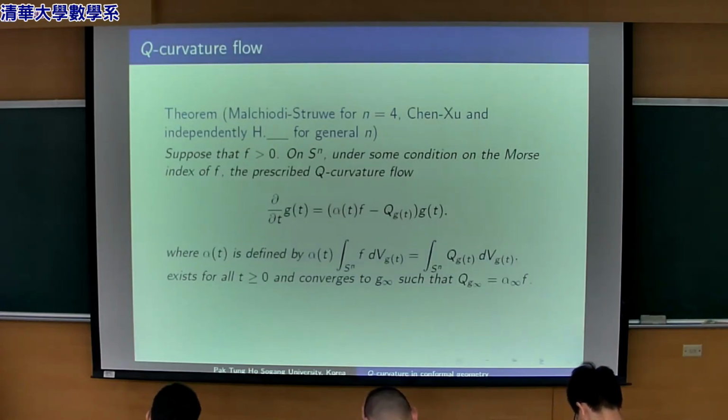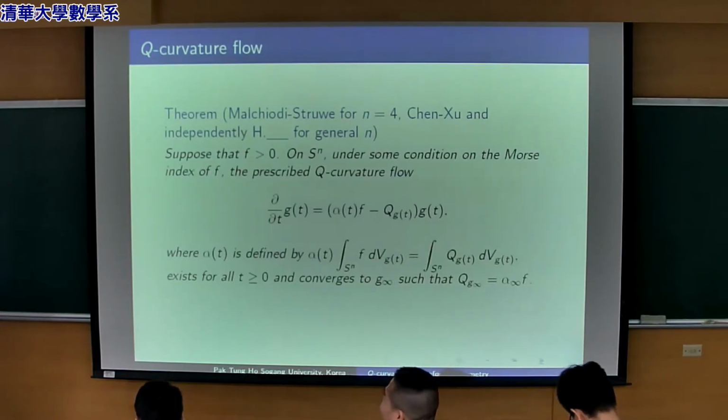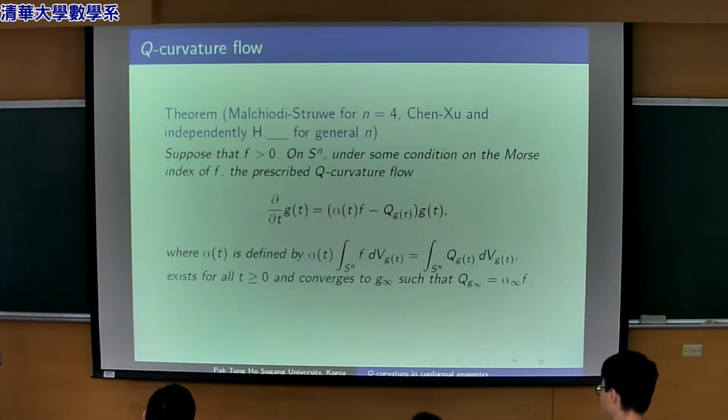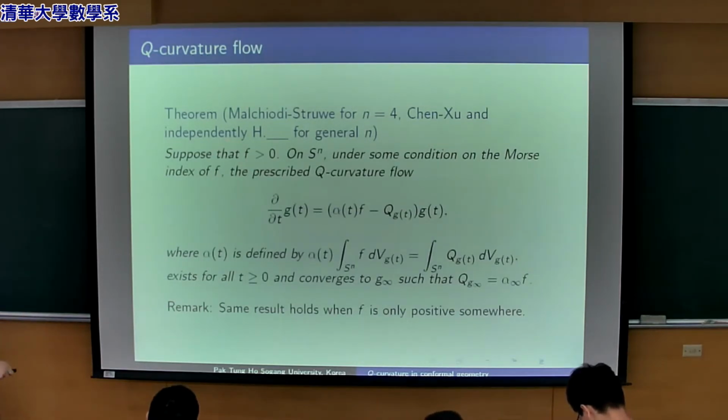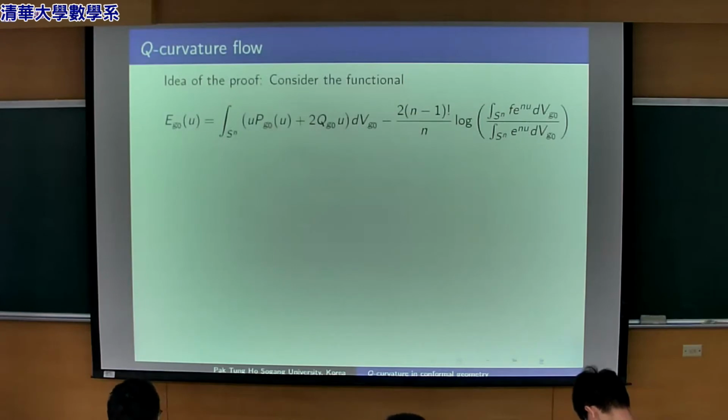And let me at least show you the idea of the proof. Is it okay if I prove it? For some reason in Korea, students really hated proofs. Every time I say proof, they say, oh no, please. The remark here is that I assume F is positive, but later I can remove this condition. If I only require this to be positive somewhere, it's okay. So this is the idea of the proof.